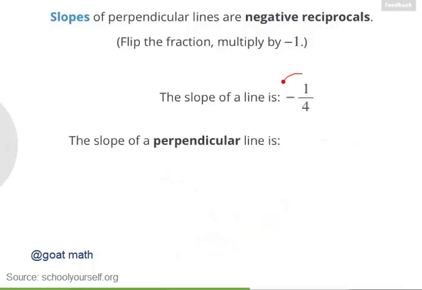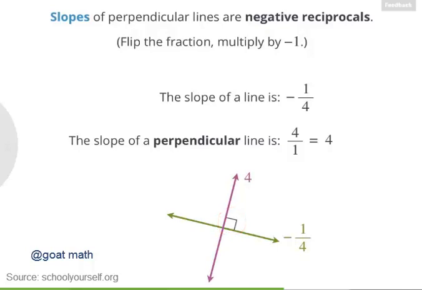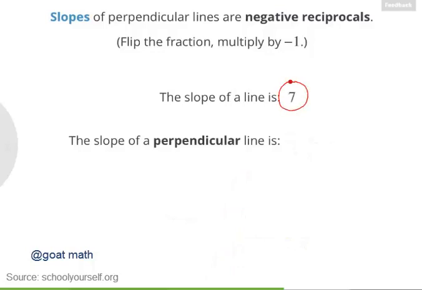If one line has a slope of negative 1/4, what's the slope of another line that's perpendicular to it? Exactly. The negative reciprocal of negative 1/4 is positive 4 over 1, or just 4. To check, here's a line with a slope of negative 1/4, and here's a line with a slope of 4. They are indeed perpendicular. Okay, so what if a line has a slope of 7? What's the slope of the perpendicular line? And remember, you can also write 7 as the fraction 7 over 1. So give this question a shot.